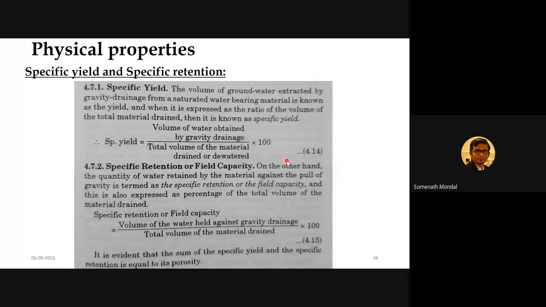Now, specific retention or field capacity will have a similar kind of numerical definition: volume of water which is held against the gravity drainage divided by the total volume of the material, into 100. So it is evident that the sum of the specific yield and the specific retention is equal to its porosity. So that is the important part and should be remembered.